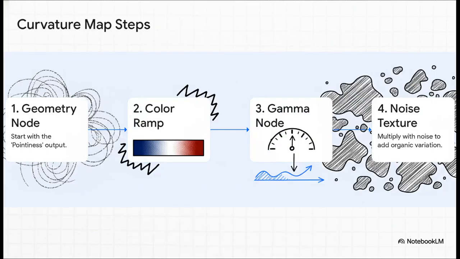So how do we build it? We start with a geometry node, which has this amazing output called pointiness. It's basically Blender's built-in way of finding those sharp bits and deep cavities. We feed that into a color ramp to really punch up the contrast, making it black and white. A gamma node helps us fine-tune it. But, and this is the crucial part, we multiply the whole thing with a noise texture. That breaks up the perfect, clean digital lines and gives it that organic, chaotic look of real life.